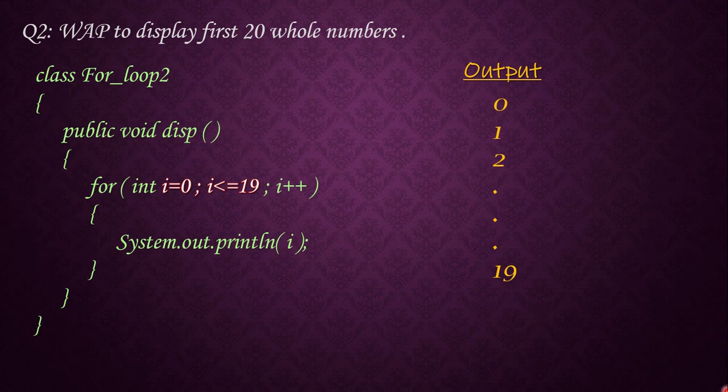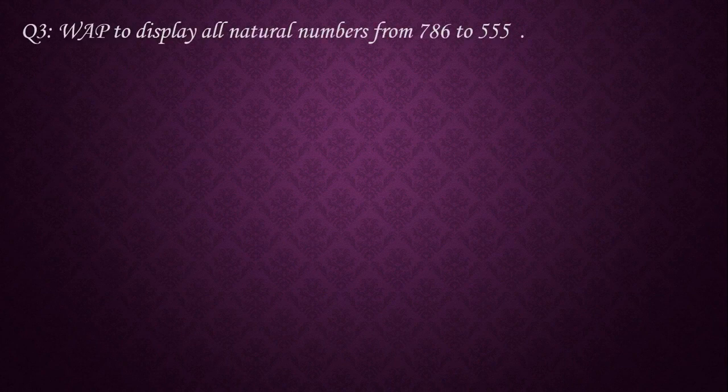Okay. So let us take up the next program. It has told us to display all natural numbers from 786 to 555. So it has told here to display all the natural numbers in decreasing order.